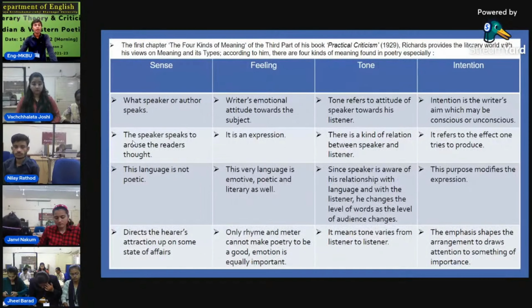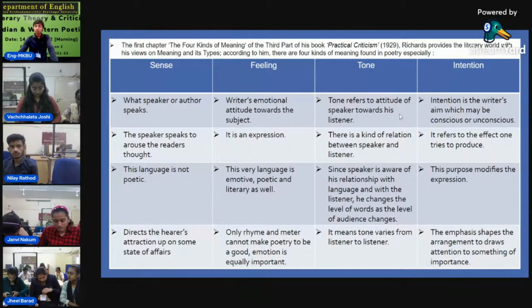Now, what happens in sense is that the speaker speaks to arouse the reader's thought and to provide you with certain kinds of thoughts. So this sense is there, and feeling, it is an expression. So feeling is there, but how will you articulate the feelings through the words or through some kind of writing, right? Especially in poetry, I'm not talking about the other designs of that.